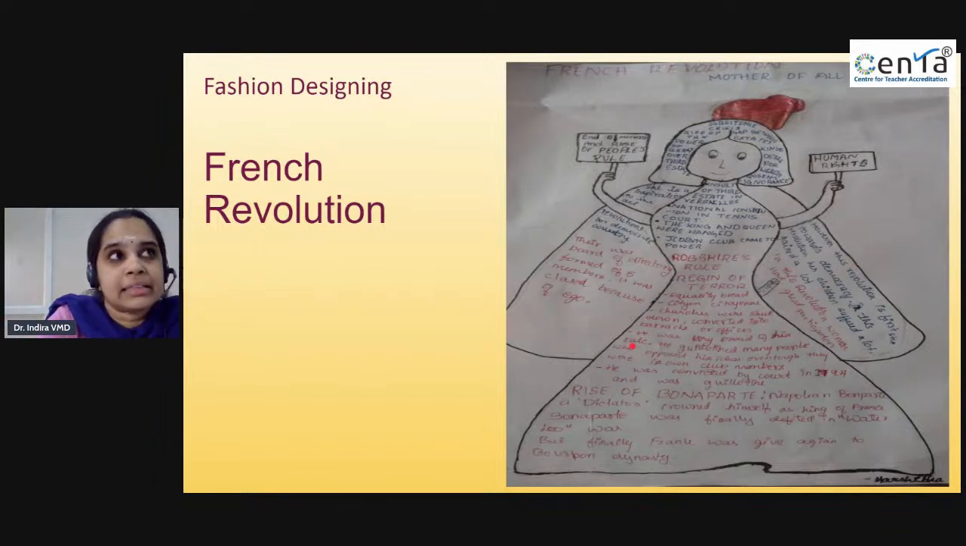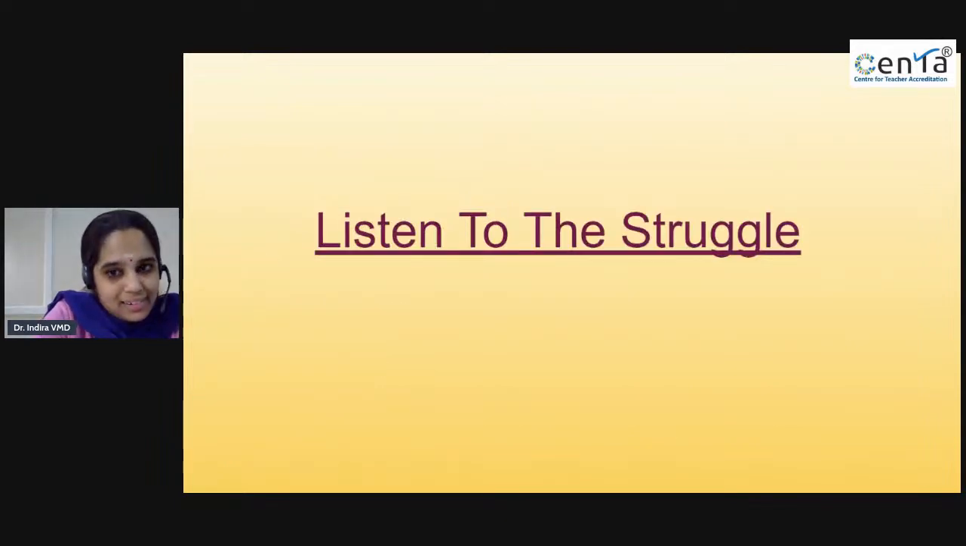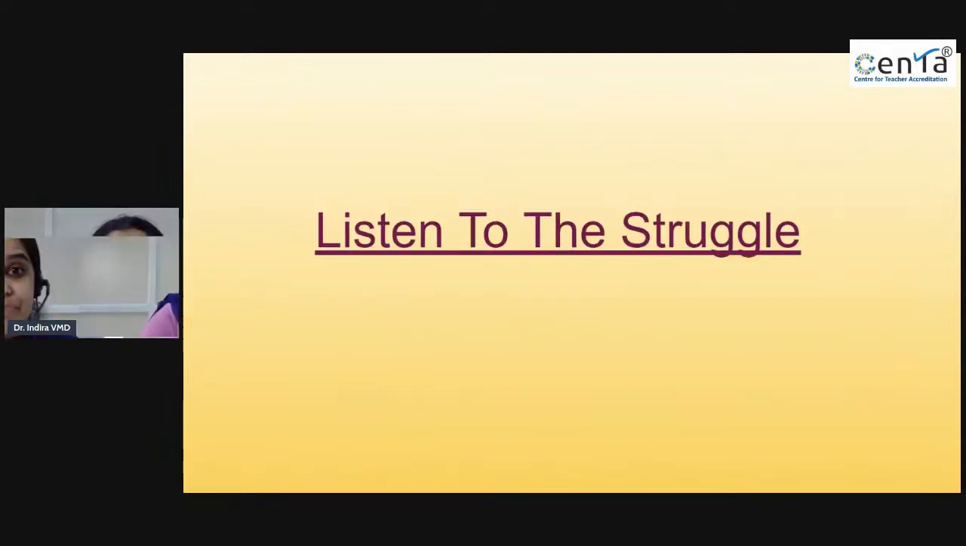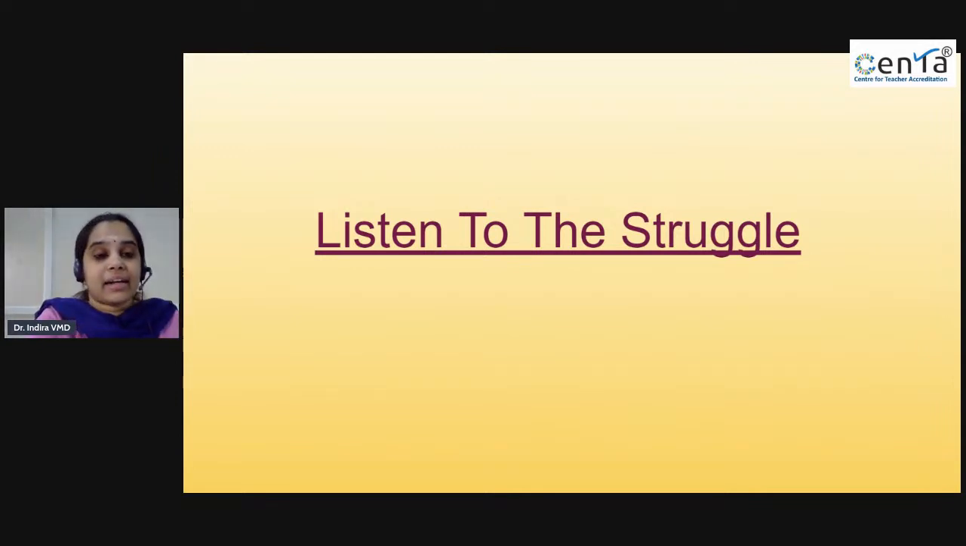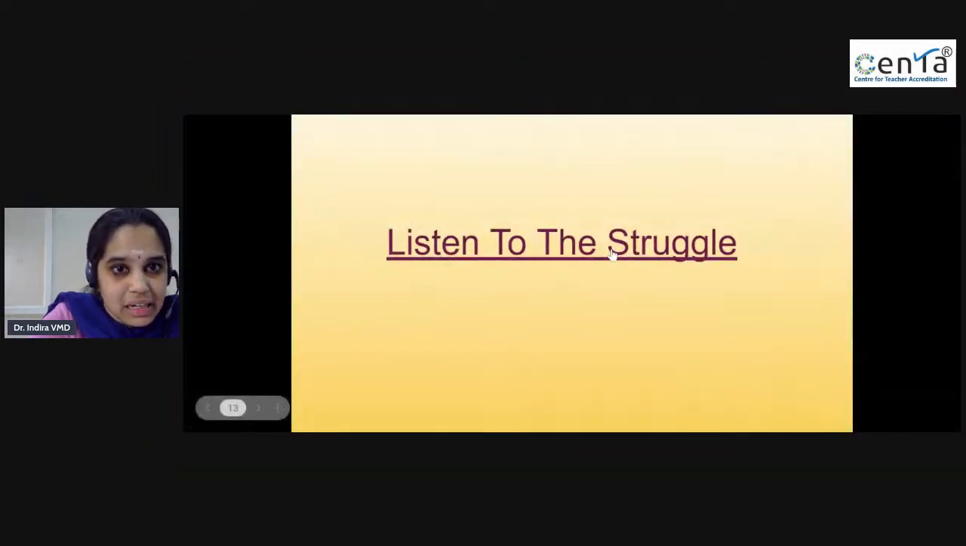Moving on, this was yet another stunning example of art integration in one of the classrooms. Now here again, this is just a recap of all the LOs that were used for the French Revolution. That is tracing the French Revolution all the way from the monarchy to Napoleon, then analyzing all the important events of the French Revolution, etc. Here is one of the classic examples of art integration that I personally have come across. I hope you all can listen to it.